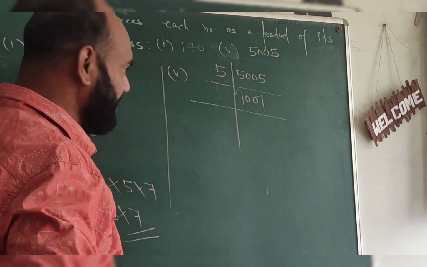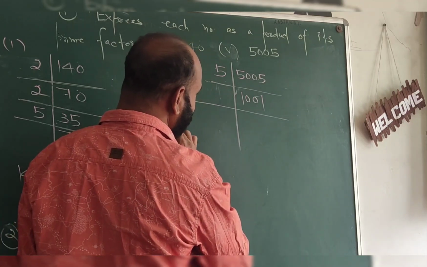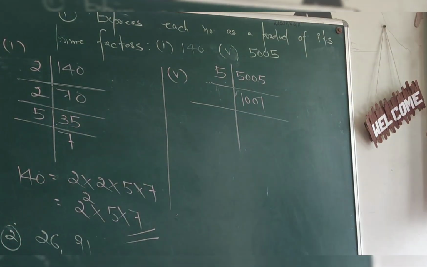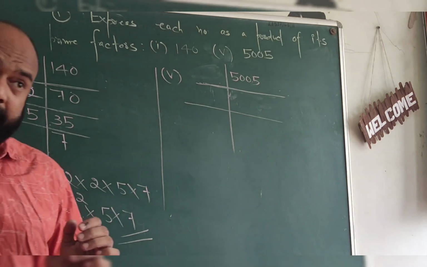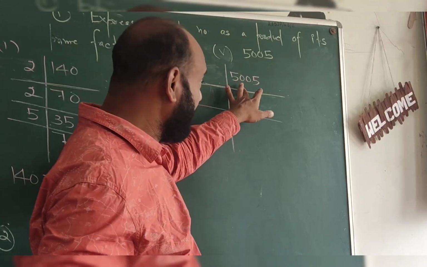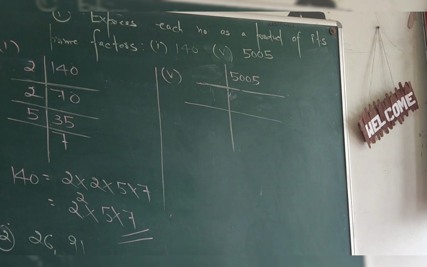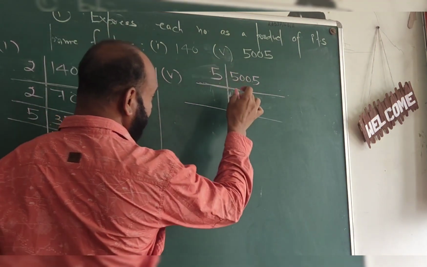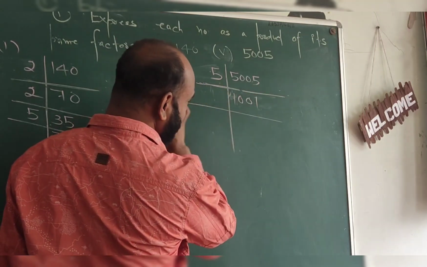Next is 1001, and we check whether this is divisible by 7. Yes or no? Because 5005 is not an even number, it is not divisible by 2, and not divisible by 3 or 4. So we check by 5, because we know any number which has last digit 5 or 0 must be divisible by 5. So it is divisible by 5, giving 1001. Next, which is divisible by 7.